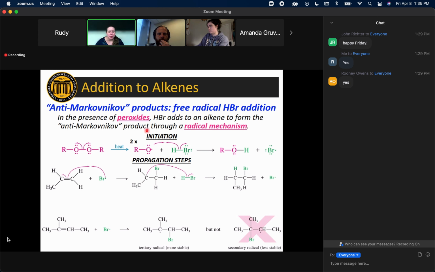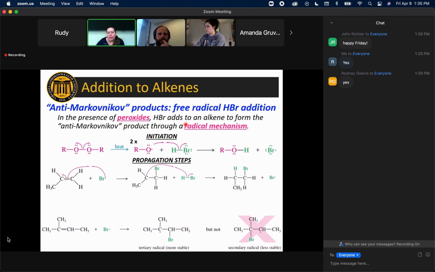In this case, when we use peroxides and HBr, we're going to have an initiation step where we generate a bromine radical. And that bromine radical will add directly to that double bond on one of the two carbons. And it's going to generate a carbon radical. Now, it's going to generate the one that is more stable, which is indeed the more substituted one. So still in this pathway, our bromine is getting added first. And that's the difference here between this radical pathway and the electrophilic addition pathway.